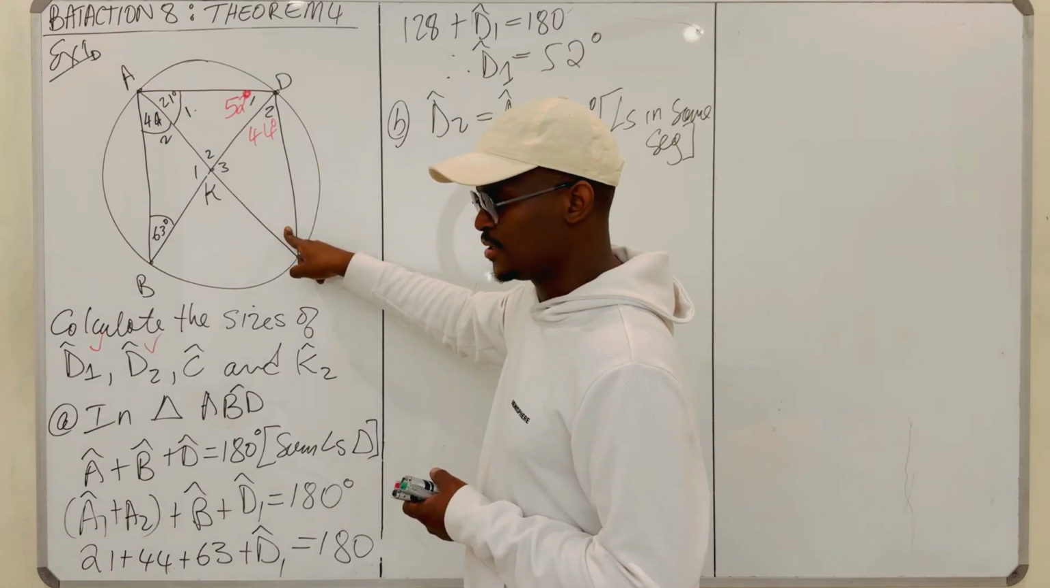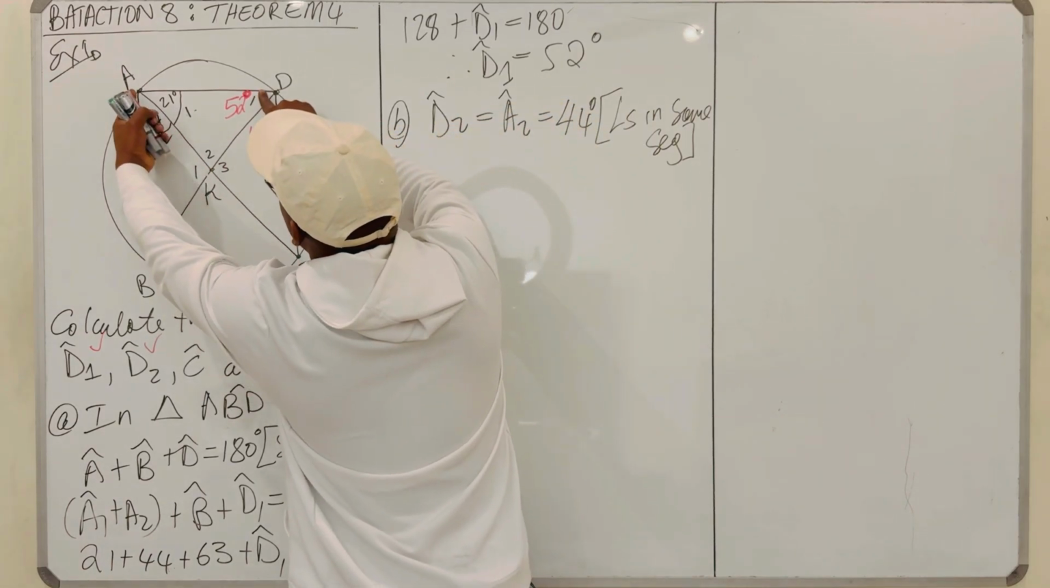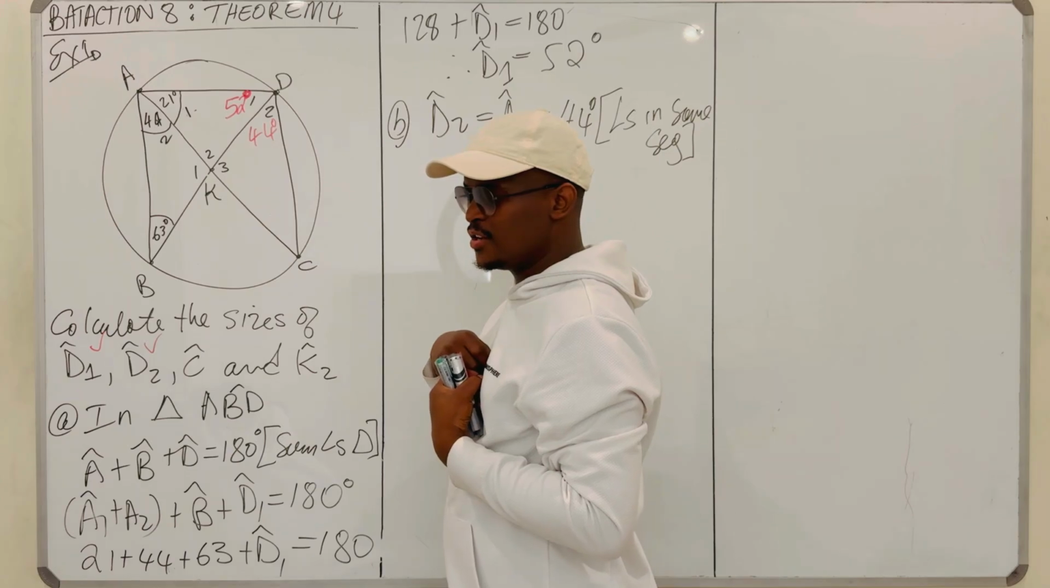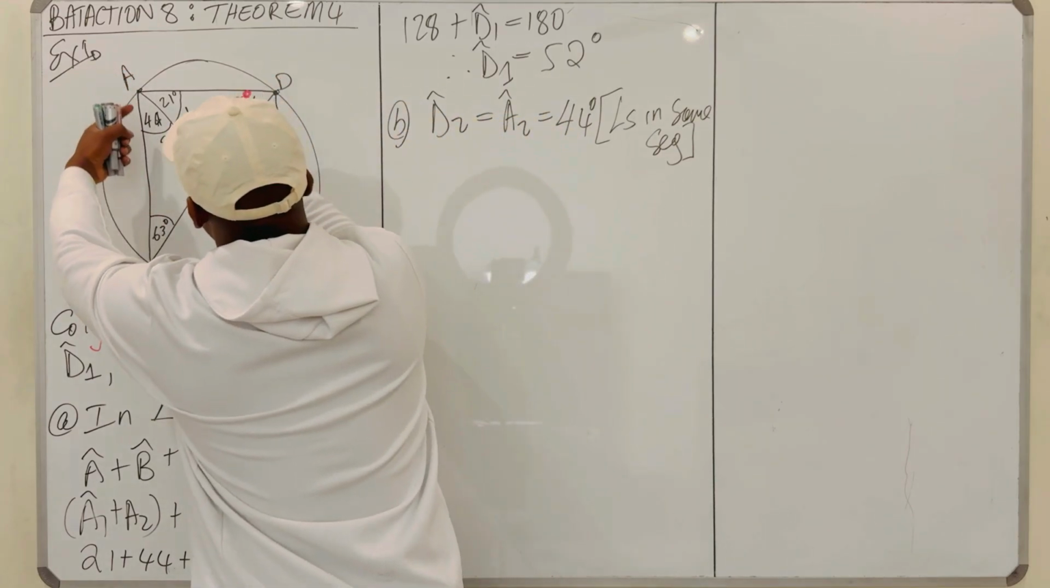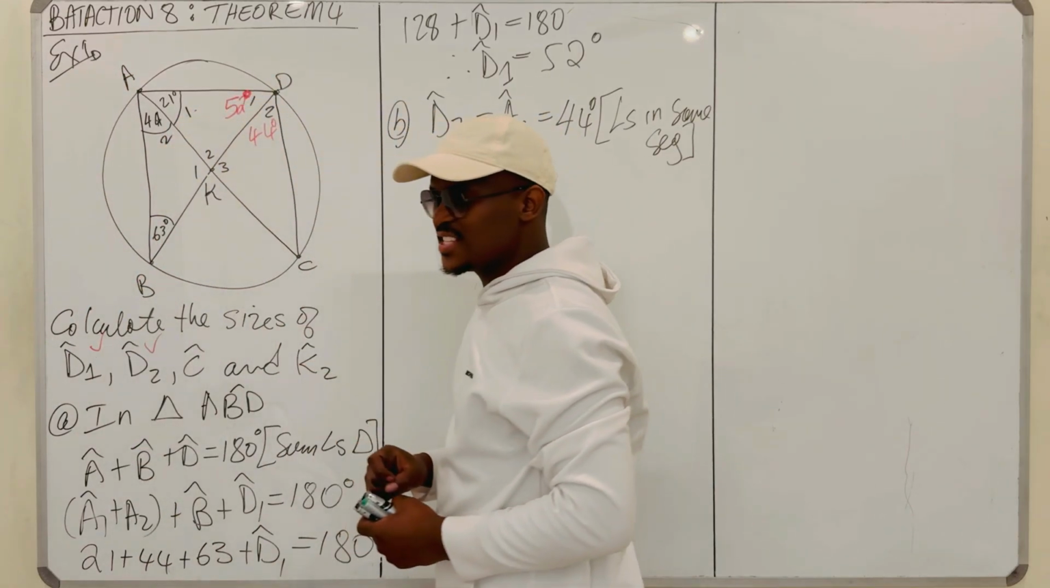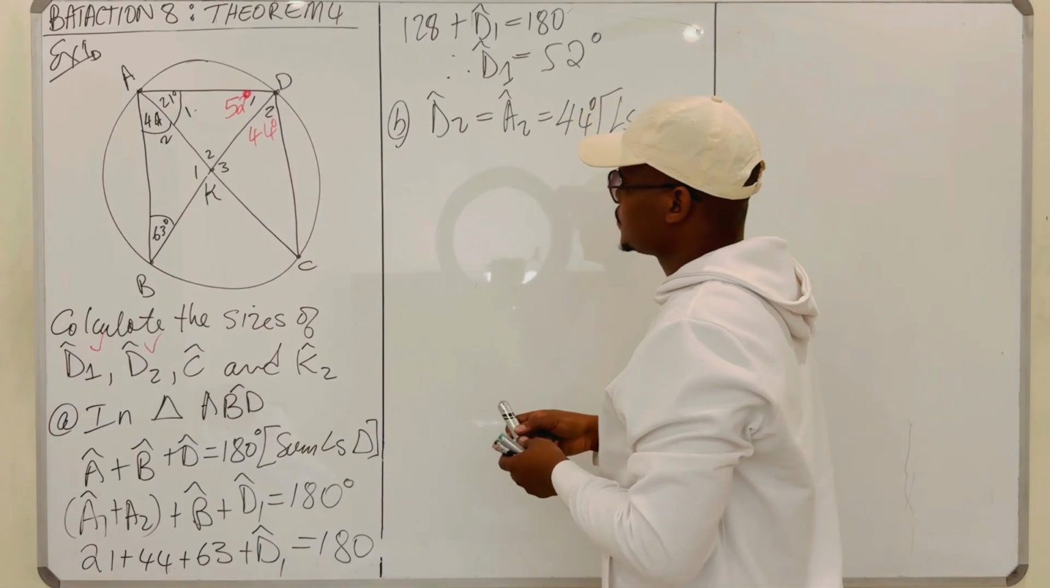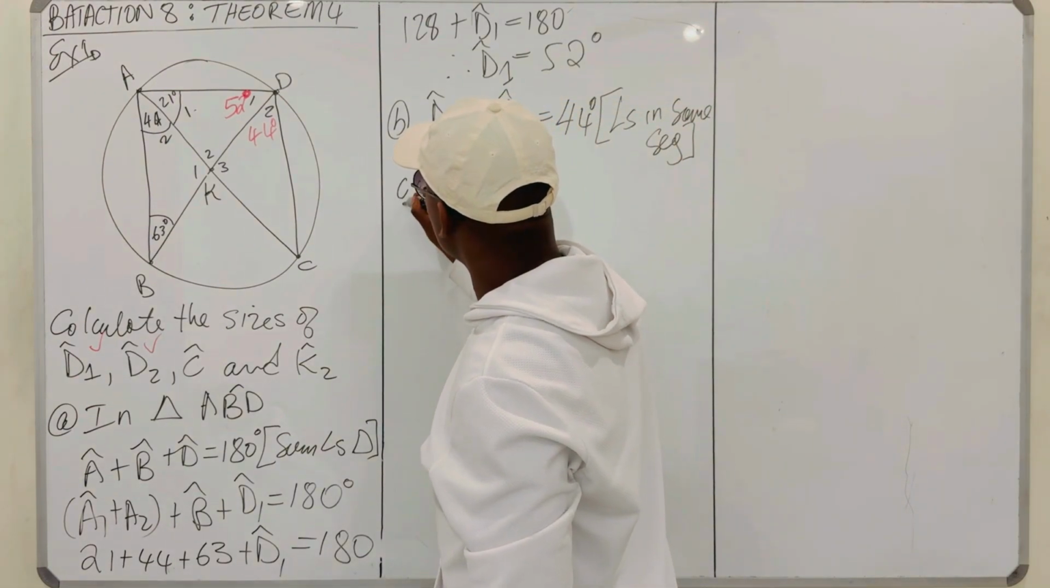Subtended by what? A. Subtended by AD. Is it the only angle that is subtended by AD? Also B. Angle B is also subtended by AD, which is these two angles are angles in the same segment. So angle C, so doing C.